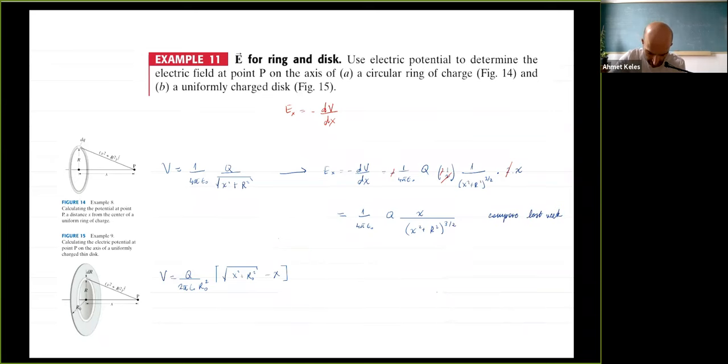Maybe I can do this one too, the same thing. Ex is equal to minus dv dx, which is going to be equal to minus this whole constant, q over 2 pi epsilon 0 squared. And I have to take the derivative of the inside. Let me open the square bracket. This is going to be 1 over 2, 1 over square root of x squared plus r0 squared, and I need to have two times x. So that's the derivative of the first guy. And the derivative of the second guy is simple, it's just minus 1.